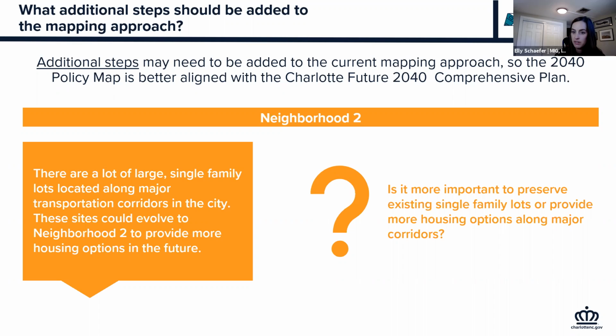And Maddie just put that one in the chat. So the 3 options are more important to preserve existing single family, neutral, or more important to provide more housing options. And again, this is a 20-year planning horizon that we're looking at. So we're not talking about anything happening overnight. Give it a few more seconds if anyone else wants to provide their thoughts in the chat.